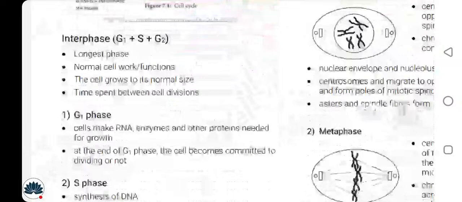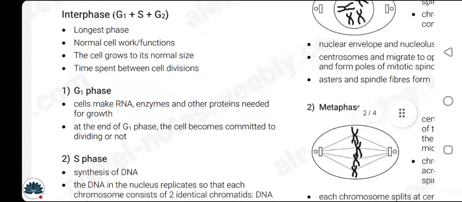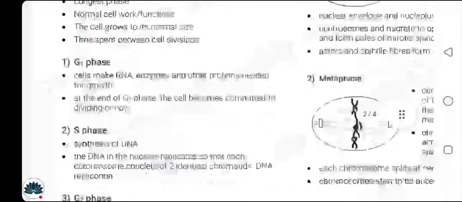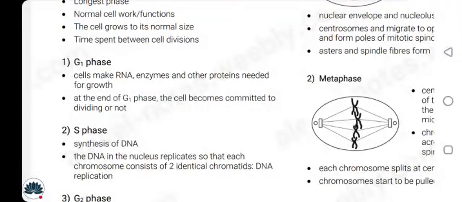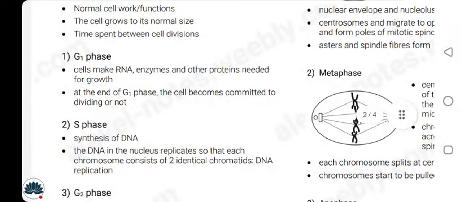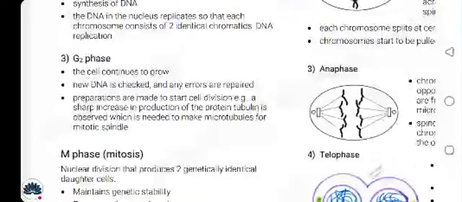So the interphase is G1 plus S plus G2, the longest phase, where normal cell functions occur. In G1, the cell grows to its normal size, the time spent between cell divisions, and makes RNA, enzymes and other proteins needed for growth. At the end of G1 phase the cell becomes committed to dividing or not. S phase is the synthesis of DNA, where DNA replication occurs. G2 phase is where the cell continues to grow, new DNA is checked, and any errors are repaired.